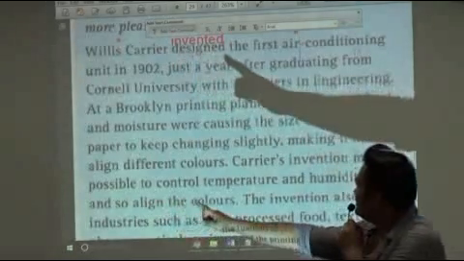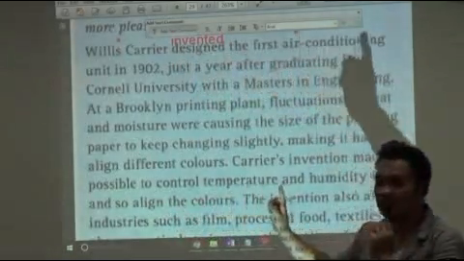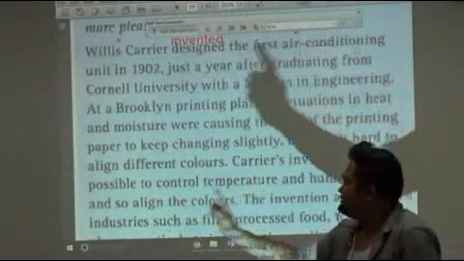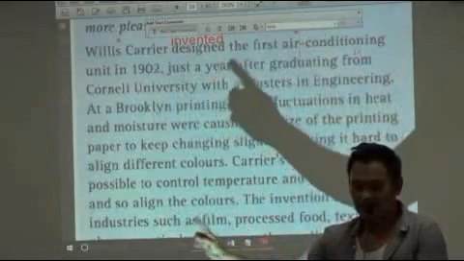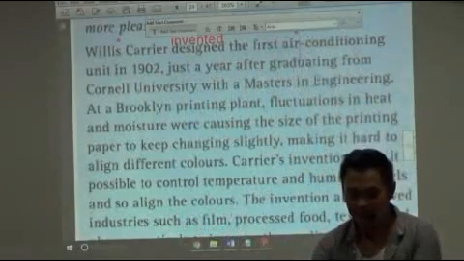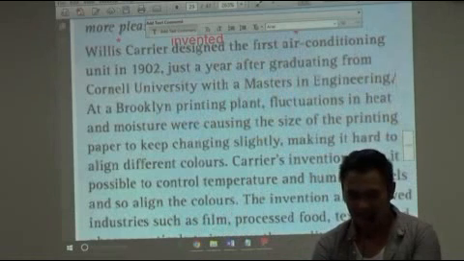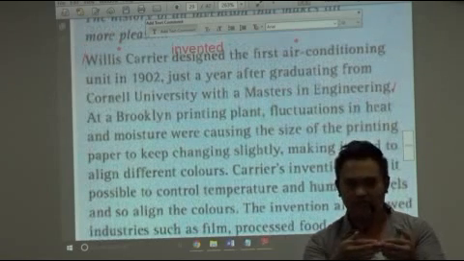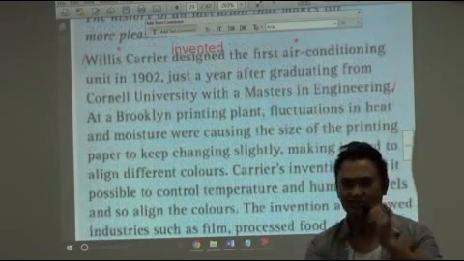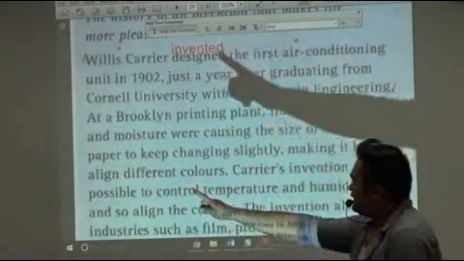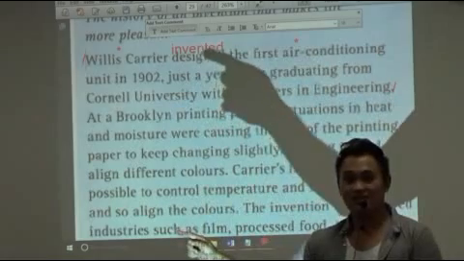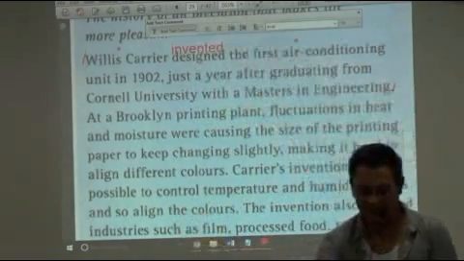Willie's carrier invented first air conditioning, 1902, a year after graduating from this university with Masters of Engineering. Full stop, so we'll put a line, and we'll put a line. Do we have any match? Nothing. John, there's no match. It just says he designed and he graduated from this university. There's no match. So let's keep going.